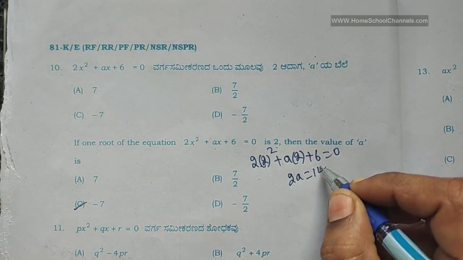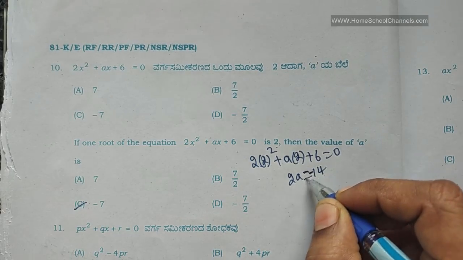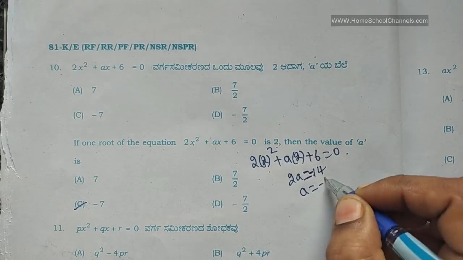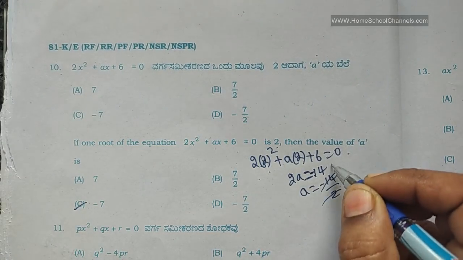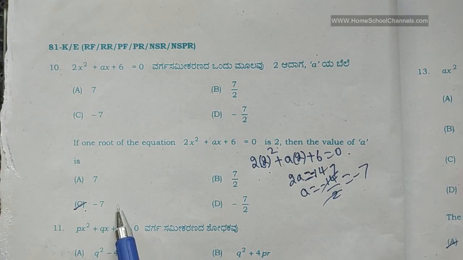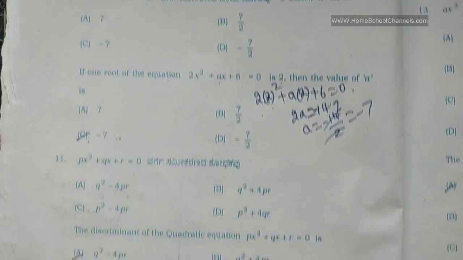2a is equal to minus 14. This 14, if you send to the other side, it becomes minus 14. a is equal to minus 14 by 2. That will be minus 7 is your answer. That is option C is your answer.